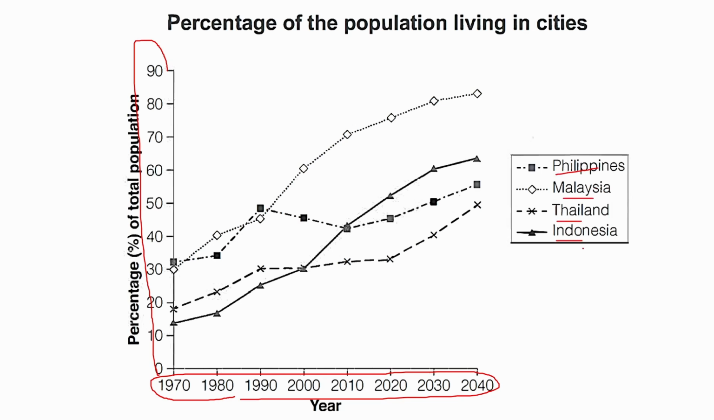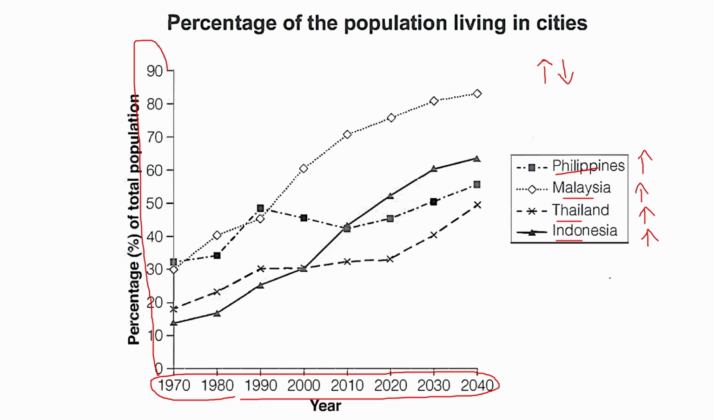In order to understand the data, we simply say up and down. Don't be obsessed with vocabulary at this stage. So Philippines went up, Malaysia up, Thailand up, and Indonesia up. So it's quite clear that all of them went up, and also in the future they're predicted to go up as well. So it's also important to group the data, those that are similar and those that are different.